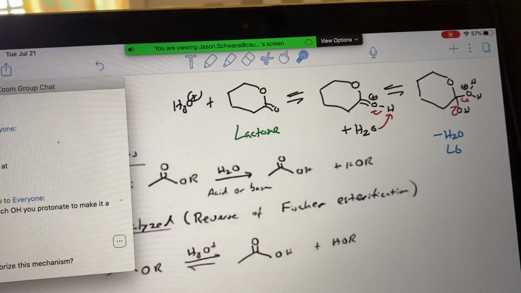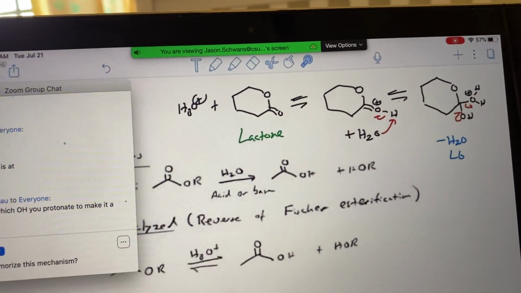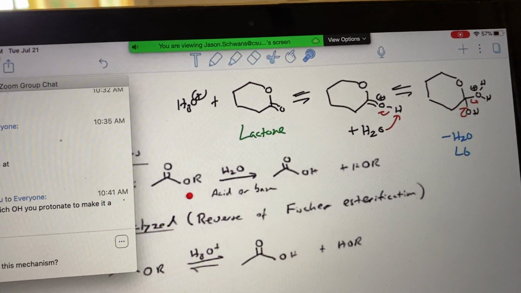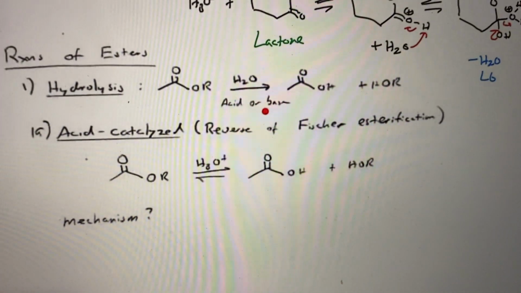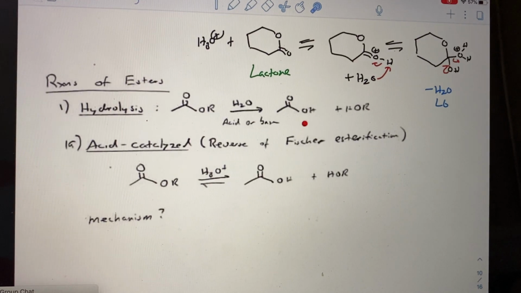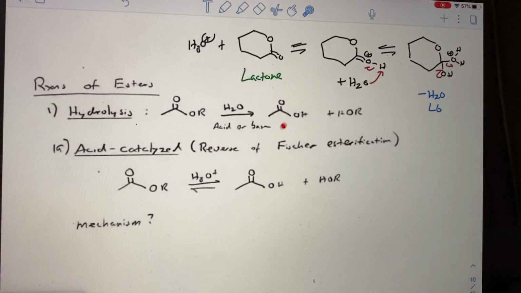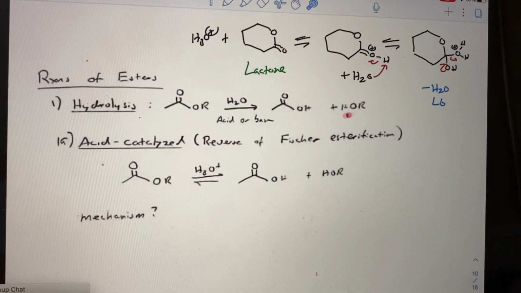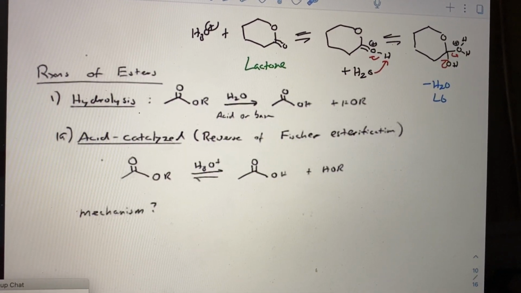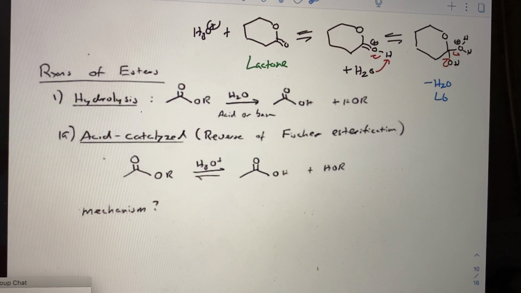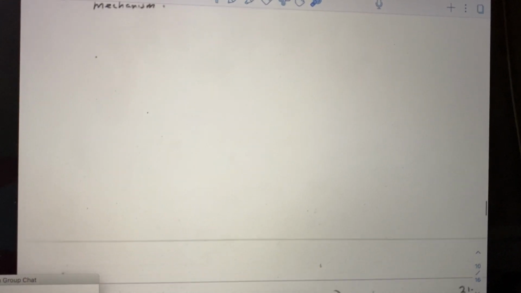Some common ones are what's known as hydrolysis. So we can have our ester react with water under acidic or basic conditions, and we're going to end up with a carboxylic acid and then an alcohol in the end. So I mentioned this can be done in the presence of acid or base. I have the acid one first, the base one should be down here.